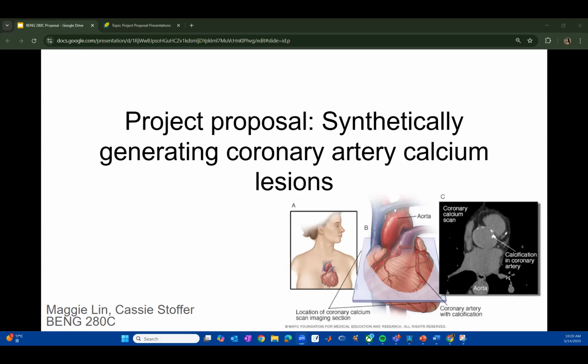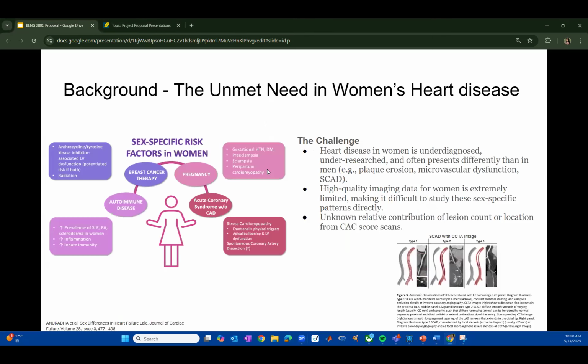Good morning, everyone. So today we'll be talking about our project proposal, which is simulating coronary artery calcium lesions. As women ourselves, we started thinking about heart disease in women, and we found that spontaneous coronary artery dissection, SCAD, is one of the leading causes of death for women, and its incidence increases with age. So it motivates us to learn more about SCAD.